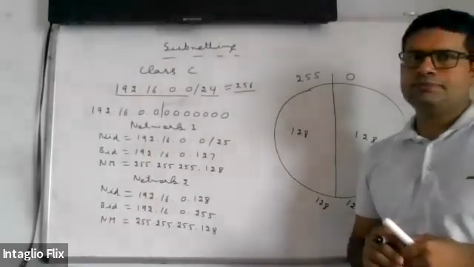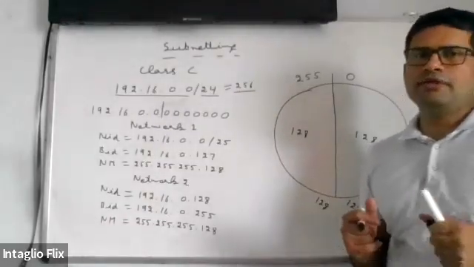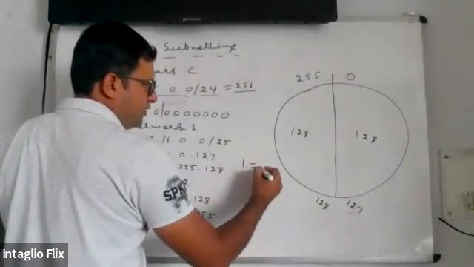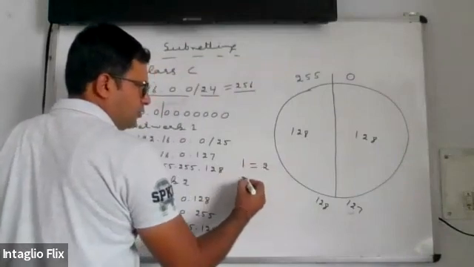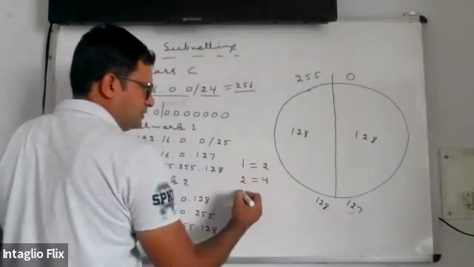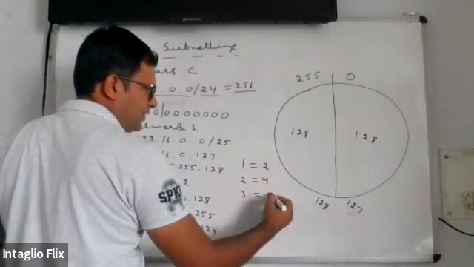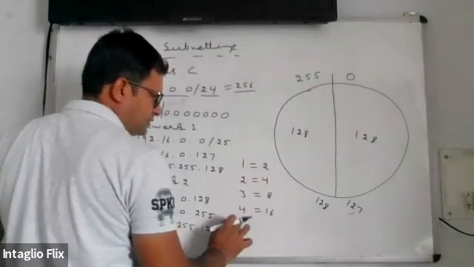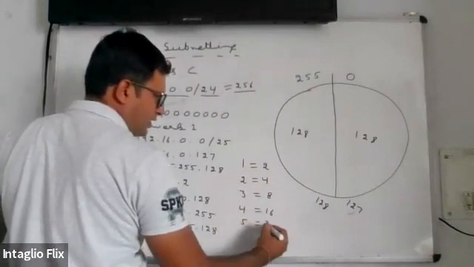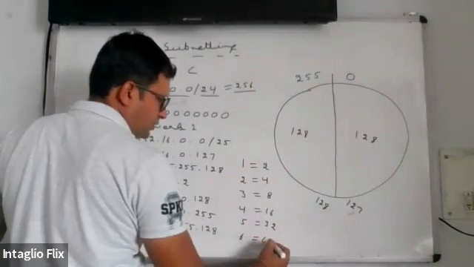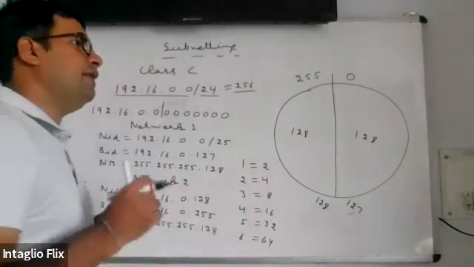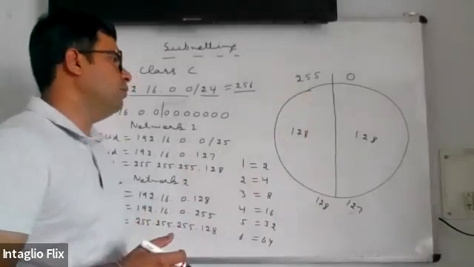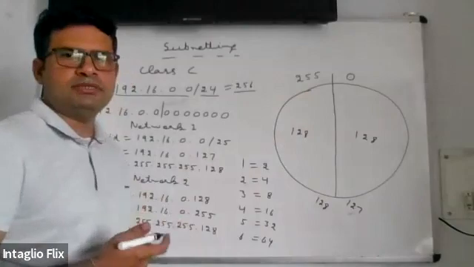Now the next thing: the formula says that if you borrow one bit, the network will be divided into two parts. If you borrow 2 bits, the network will be divided into 4 parts. If you borrow 3 bits, it will be divided into 8 parts. 4 bits, 16 parts. 5 bits, 32 parts, and 6 bits, 64 parts. So a class C network cannot be divided into more than 64 parts.